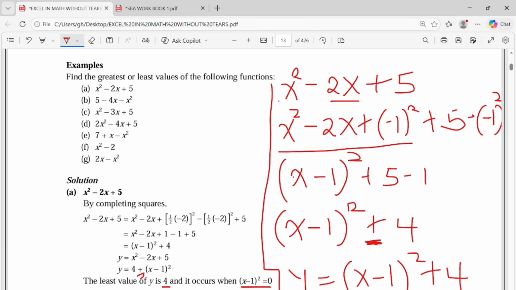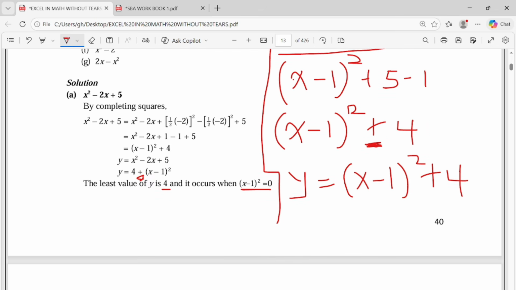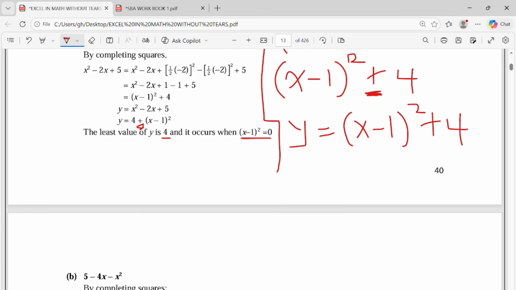That's how easy we can do that. If you have a plus here, you always talk about the least. If you had a negative here, we would talk about the greatest. But now we have a plus, so it is the least value of y, and it occurs when this x minus 1 squared is equal to 0. So when you equate this to 0, you come up with your y as 4.